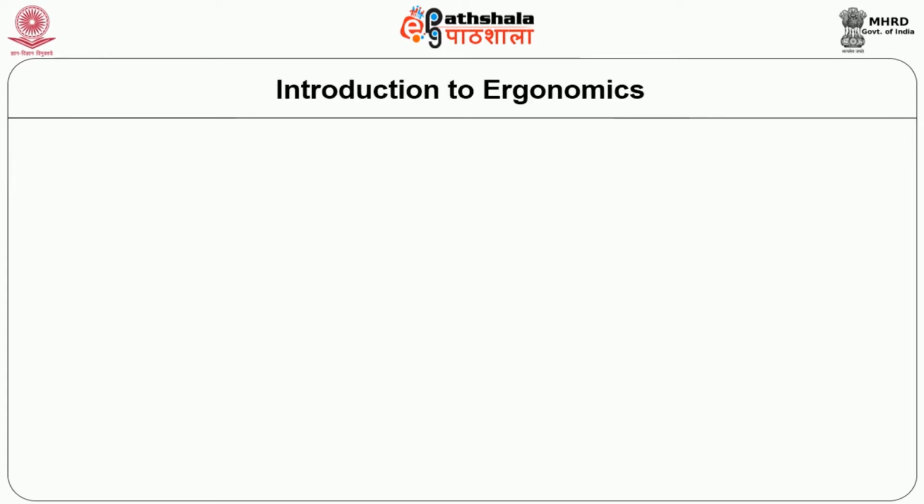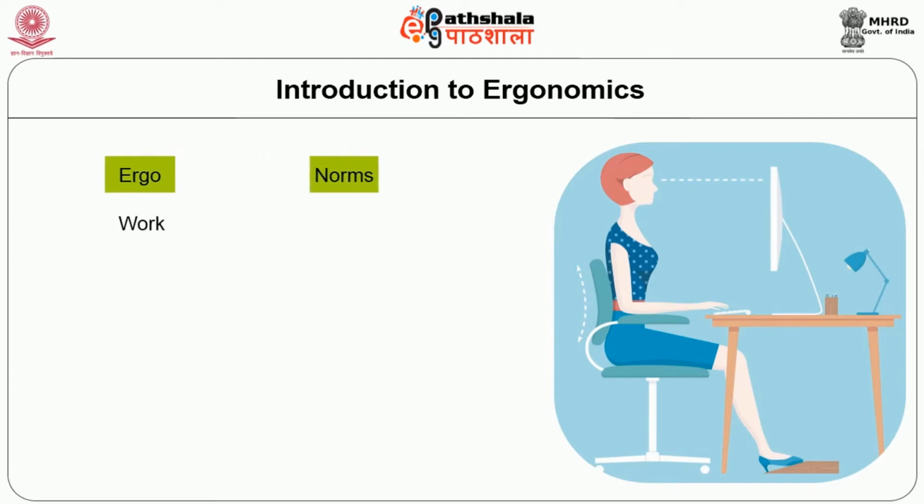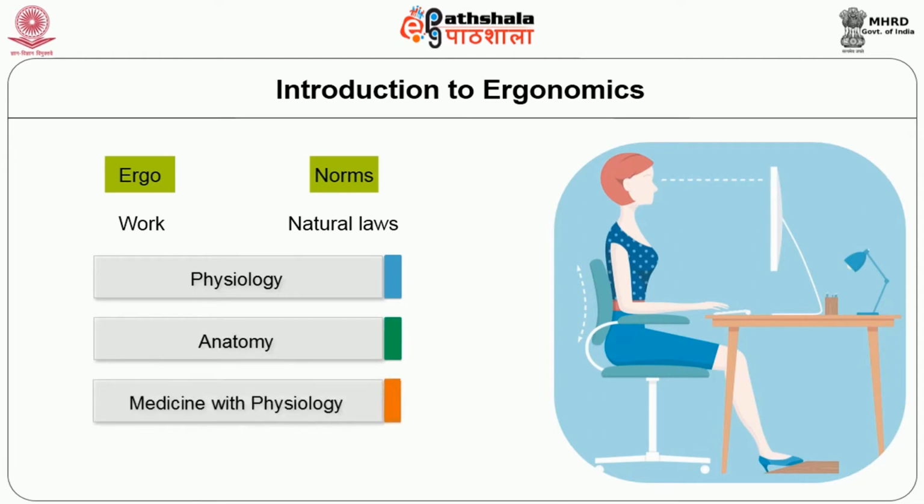What do you mean by ergonomics? Ergonomics is a word coined from Greek. Ergo means work and nomos means natural laws. The study of ergonomics is multidisciplinary, with a combination of physiology, anatomy, medicine, engineering and psychology combined. Let's understand what's the meaning of ergonomics.